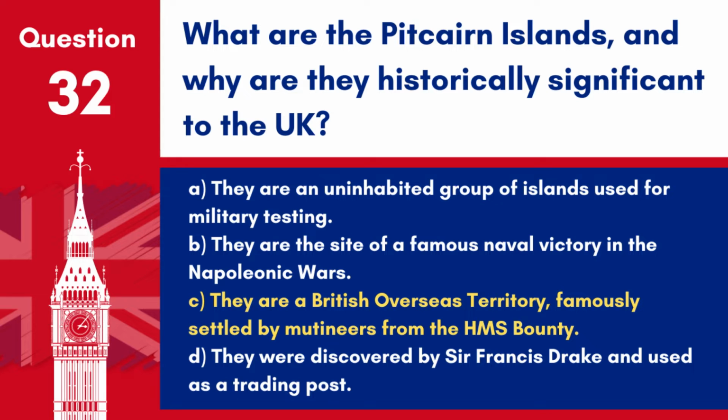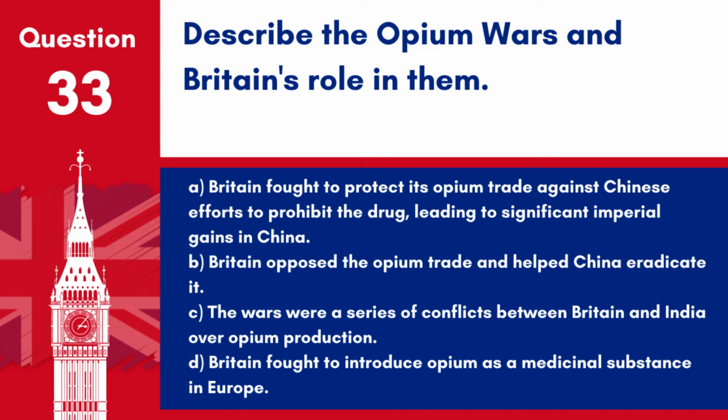Answer C. They are a British overseas territory, famously settled by mutineers from the HMS Bounty. The settlement of the Pitcairn Islands is one of the most intriguing episodes in maritime history, involving the mutiny on the Bounty in 1789.